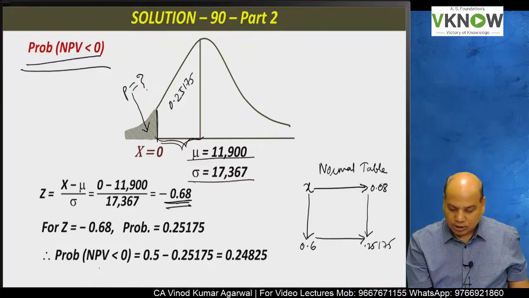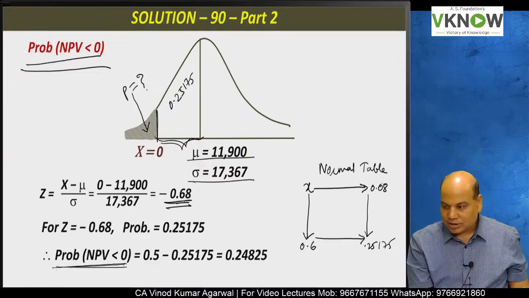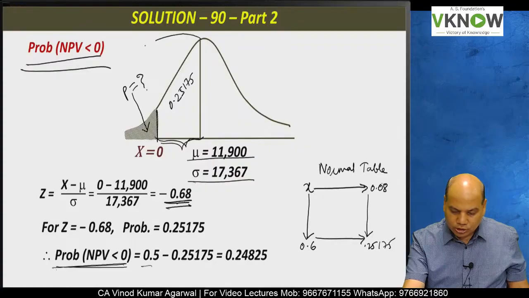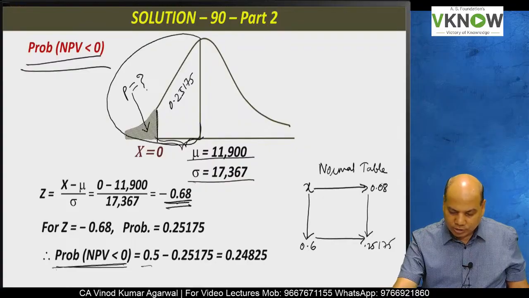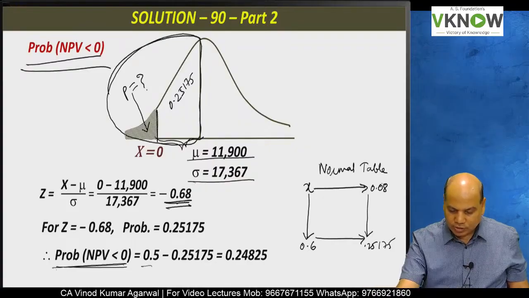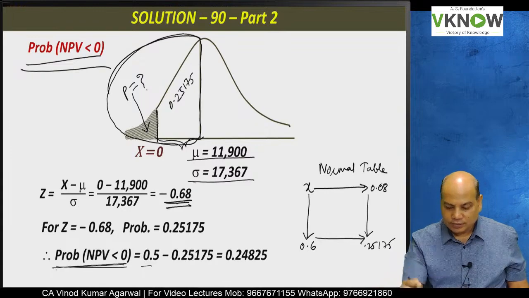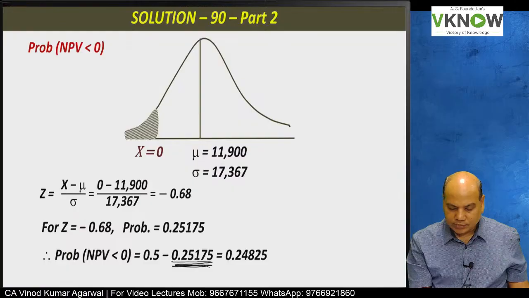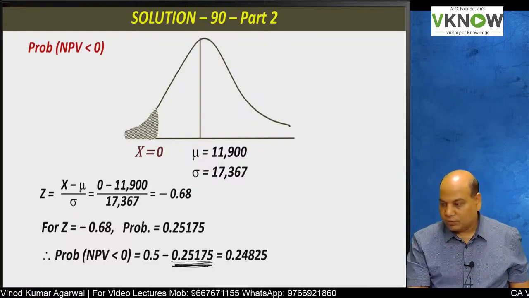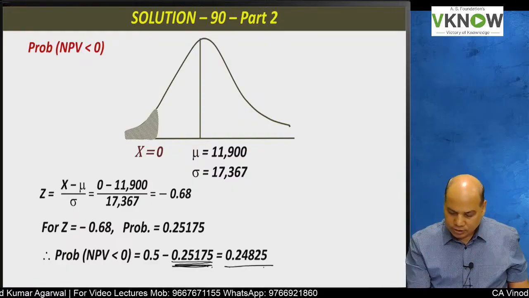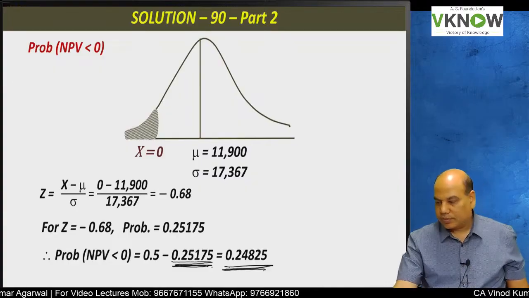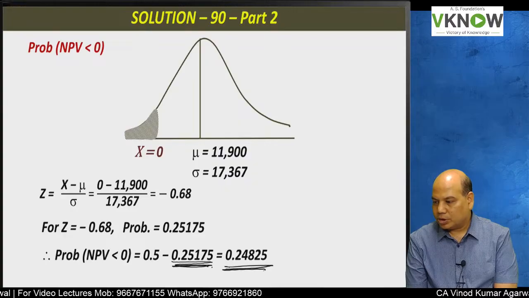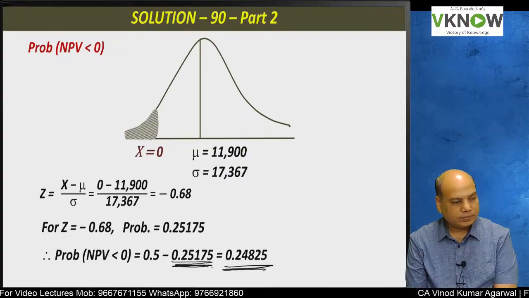Now I am asking you less than 0. Less than 0 will be total probability on the left side of the mean, 0.5 minus this number 0.25175. Therefore the answer is 0.24825.